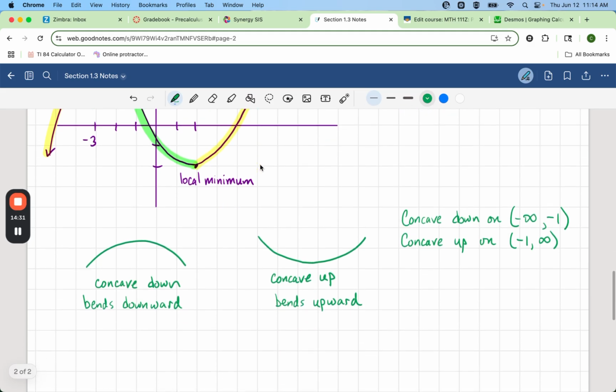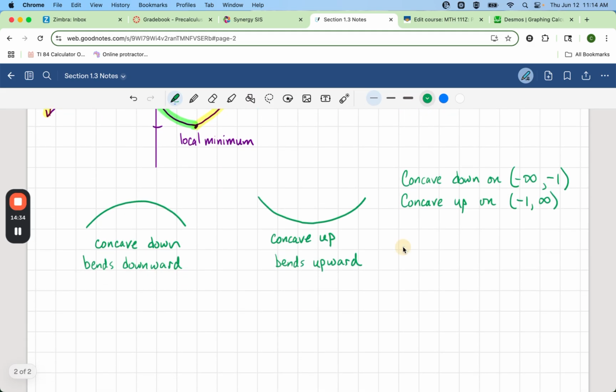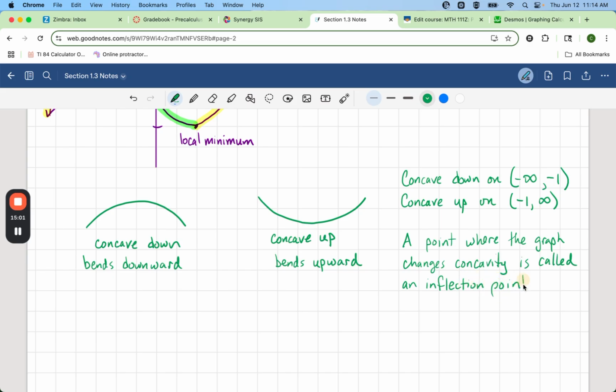Okay? The point where a graph changes concavity, all right, it may have more than one of these points. So I'll say a point where the graph changes concavity is called an inflection point, or a point of inflection. Okay? In this case, my point of inflection is -1, 1.5.